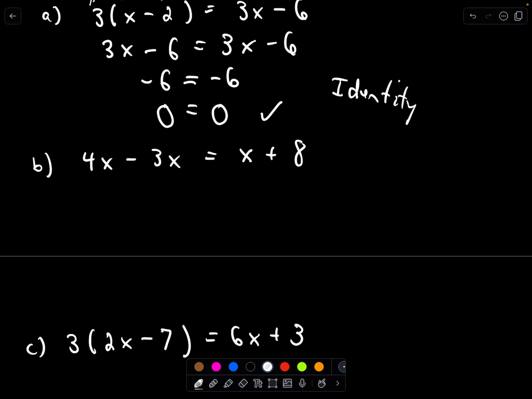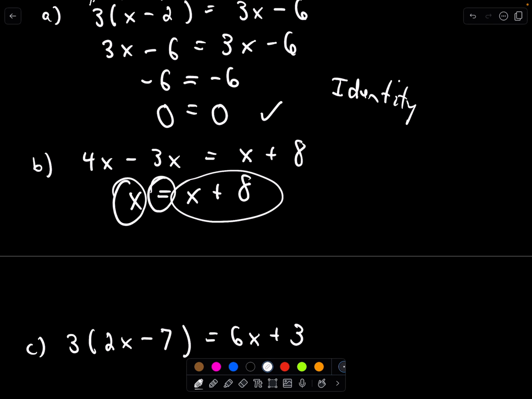Now, notice on the left we can simplify. 4x minus 3x is just x. Now, if we leave the right side alone, we still have x plus 8. Now, what number can you start with? Let's think about what this equation even says. It says, what number can you start with, and then take that same number and add 8 to it, and have those numbers be equal.